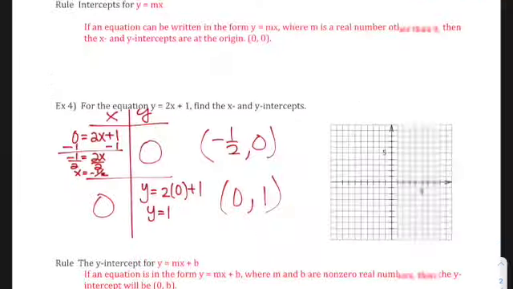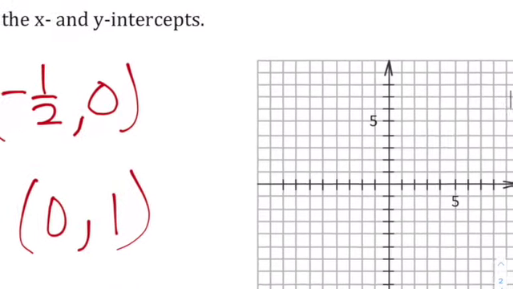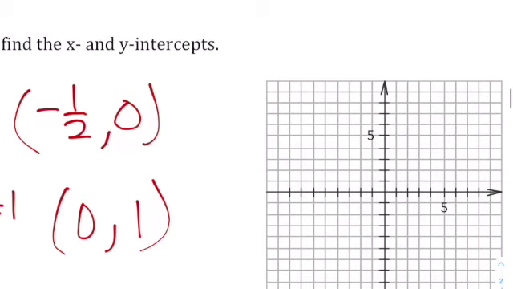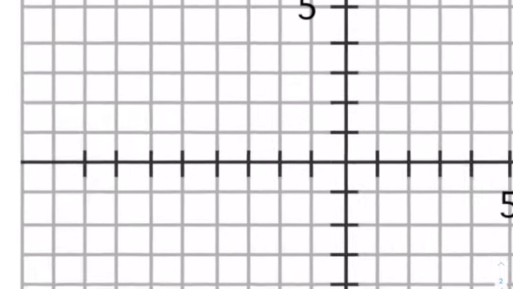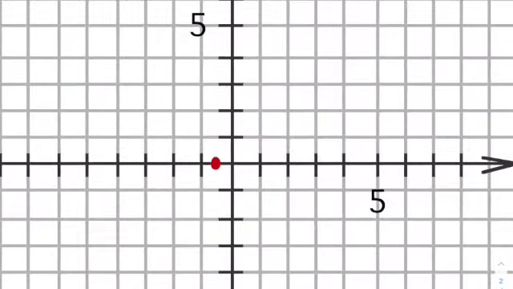So now what you're going to do is plot them. Again, don't worry about the fraction. Just take the 1, -1 and 0, cut in half. So -1/2 is right here. Then the next point is going to be (0, 1). (0, 1) is right here. So connect them, and you should get an equation.